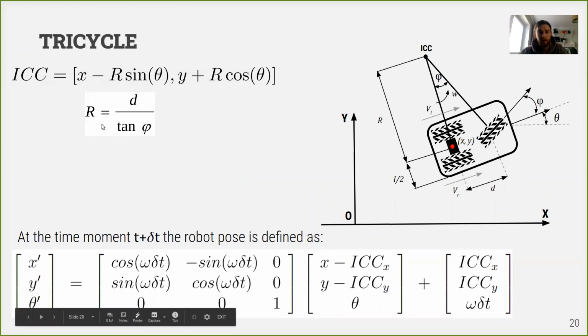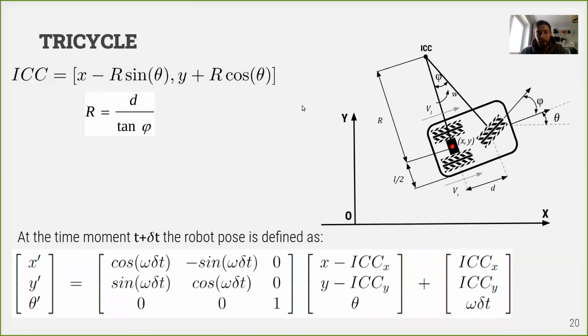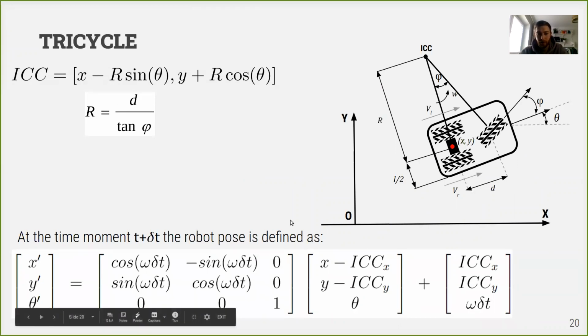So now we can compute the radius of our rotation differently, because using angular formulas, we now have a new parameter d, which is the length of our robot, basically the length between the rear axle and the front steering wheel, the centers, of course. And now the radius of rotation is computed differently, and all the rest of the equations are the same as for tricycle.